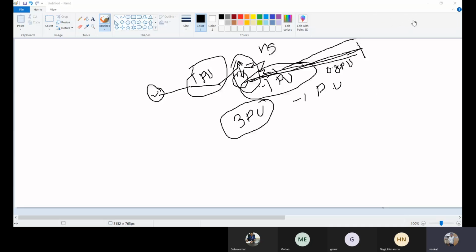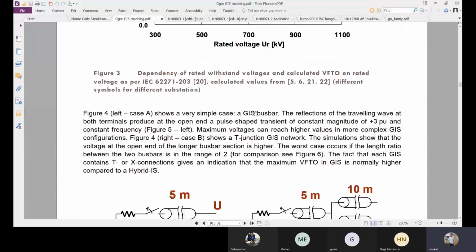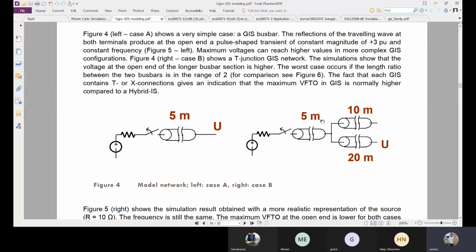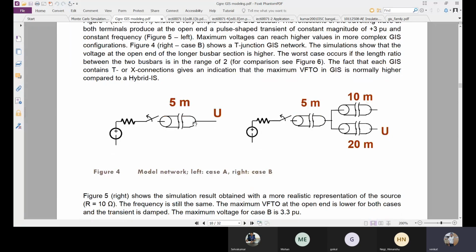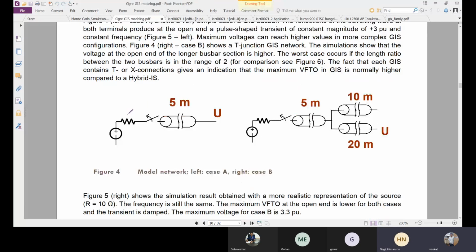The other thing which I want to tell you about the basics is, let us take these two conditions. I hope my screen is visible. Let us take these two conditions. Okay, let us assume this is a GAS.